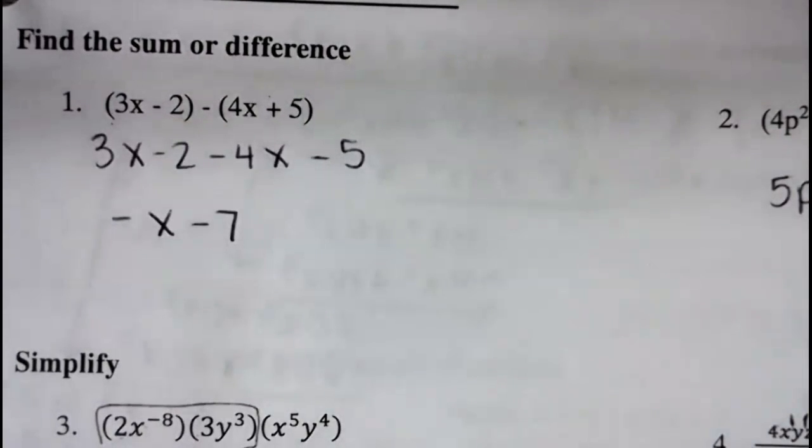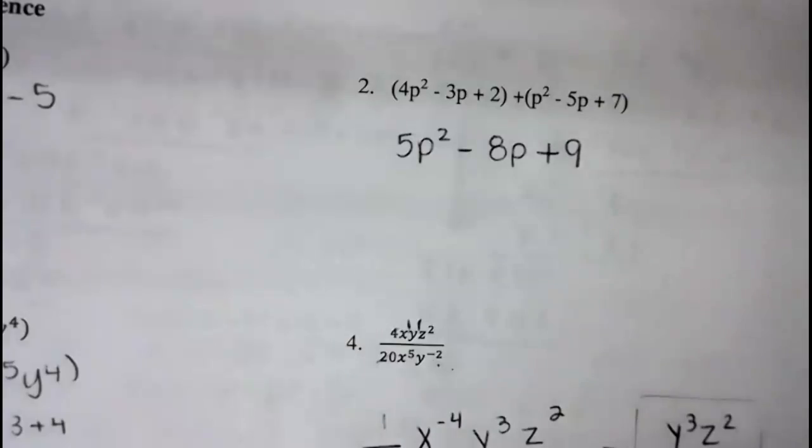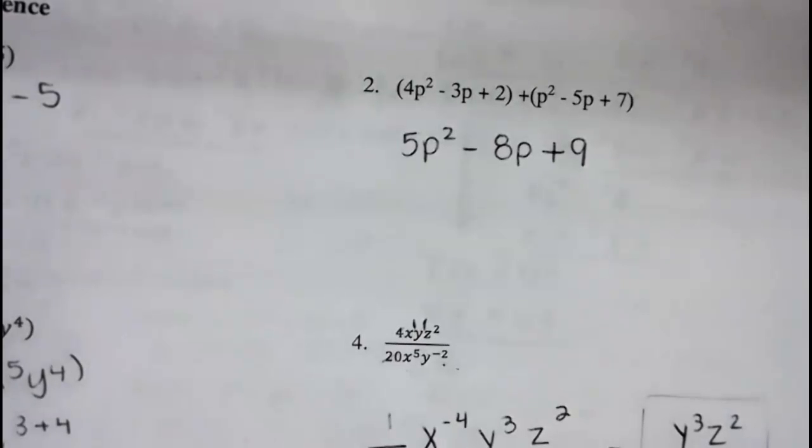You had to find the sum or difference. So you needed to distribute the negative, and then you needed to combine like terms. And number 2, same idea, but we're not distributing a negative now. We're just combining like terms. You should never have 2 terms of the same variable and power.